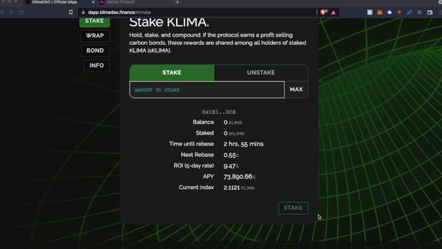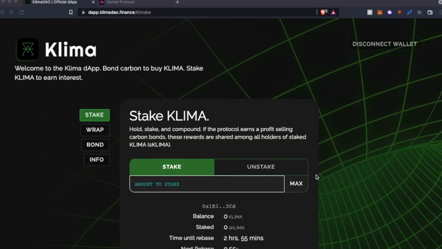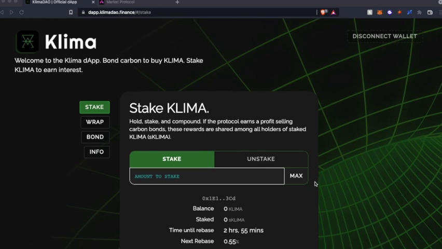Welcome to my channel. Today, I just want to show you how to loop Klima DAO. If you're not very familiar with Klima DAO, it's an Olympus DAO fork. It's doing something really great. The only difference between Olympus DAO and Klima DAO is the treasury: the money in the Klima DAO treasury is used to purchase carbon credits off the market.